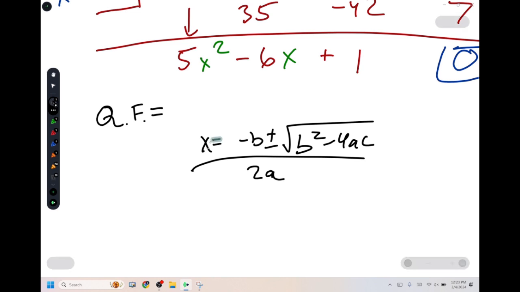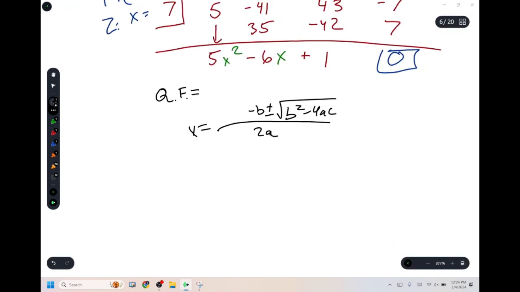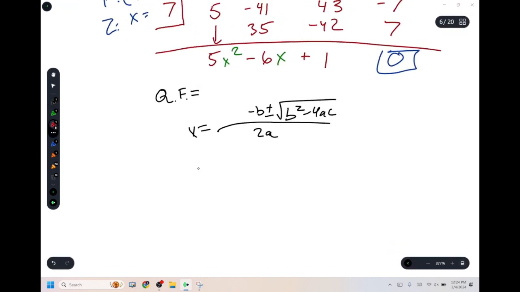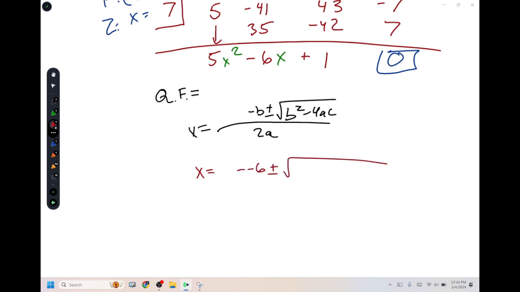Was that so hard? I learned it that way. I learned negative b plus or minus square root. It's not an equation. It's just x is equal to negative b plus or minus square root of b squared minus 4ac over 2a. So then we plug and chug some numbers. X is equal to negative 6 plus or minus the square root of negative 6 squared minus 4, 5, 1, all over 2, 5.